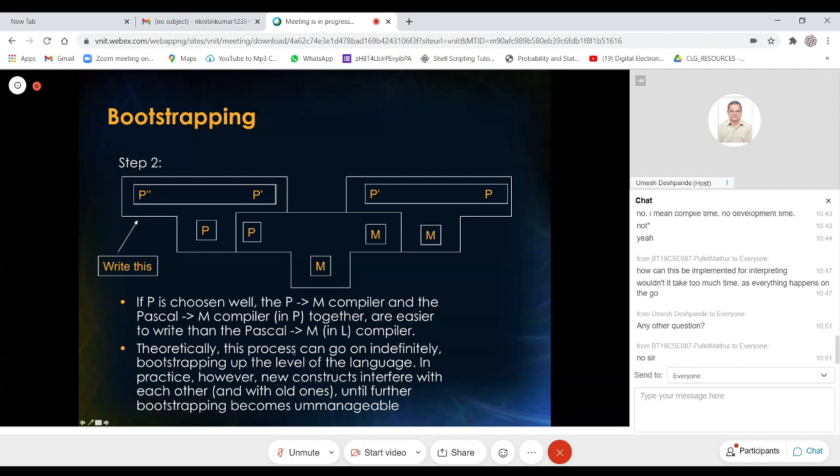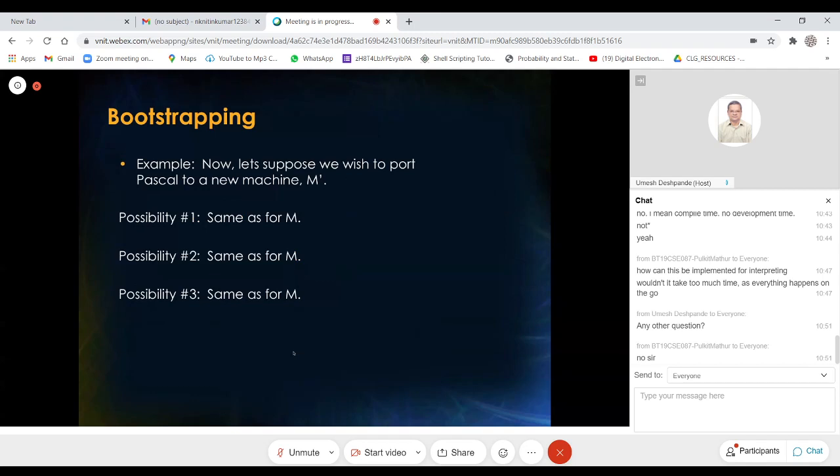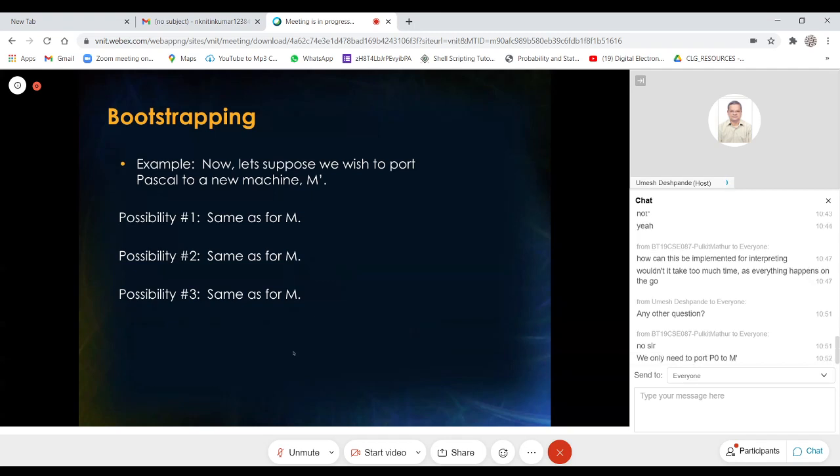Okay, so M dash is a new processor. Now let's suppose we wish to port this programming language Pascal to a new machine M dash. It means that any program written in Pascal, we should be able to run it or have the equivalent version which runs on this machine M dash. What are the options? Well, the first option is writing the entire thing in M dash, something which we had done for M, we could repeat the same thing for M dash as well.